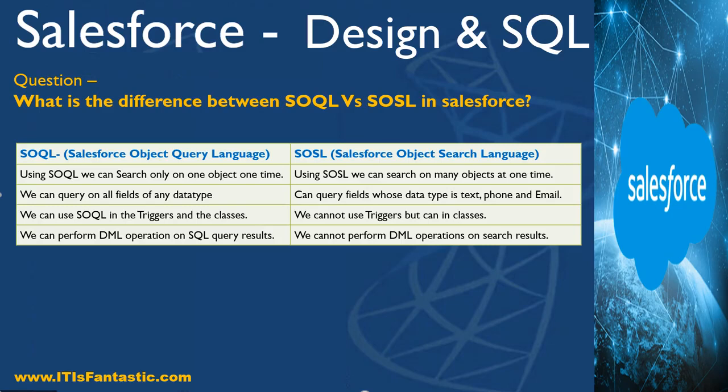While with the Salesforce Object Search Language, we can search multiple objects at one time, can query fields whose data type is text, phone, and email, cannot use it in triggers, but can in classes. We cannot perform DML operations on search results.